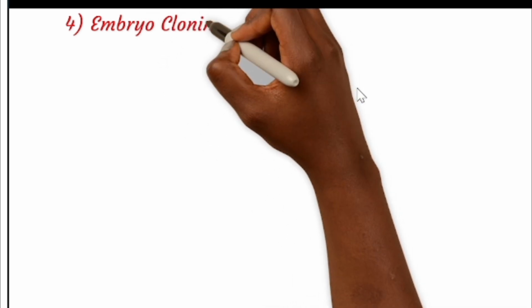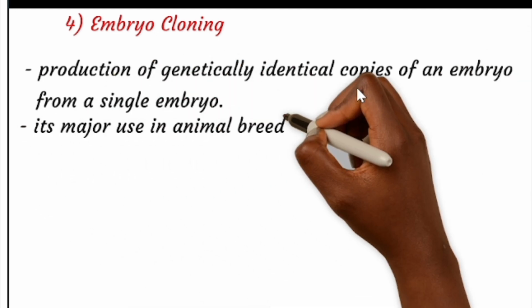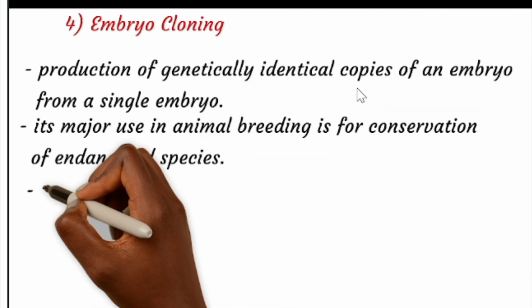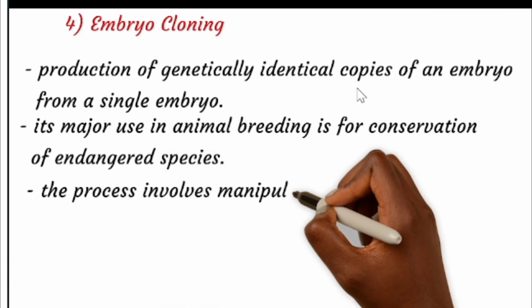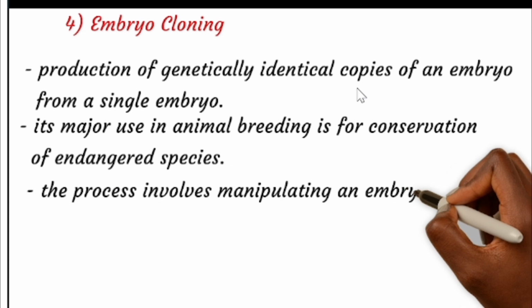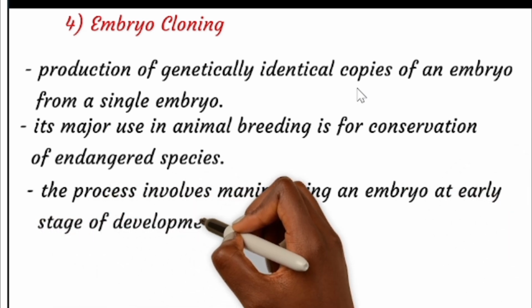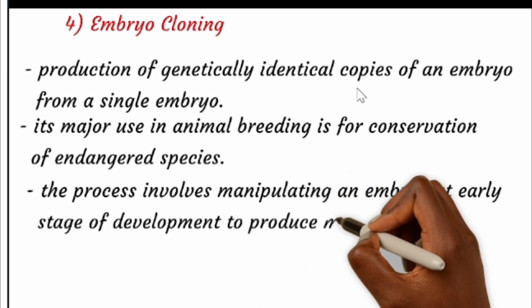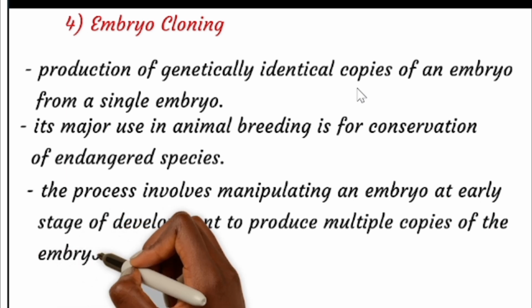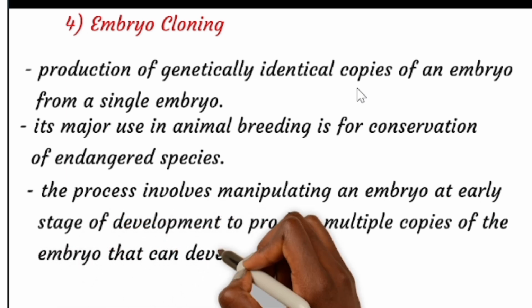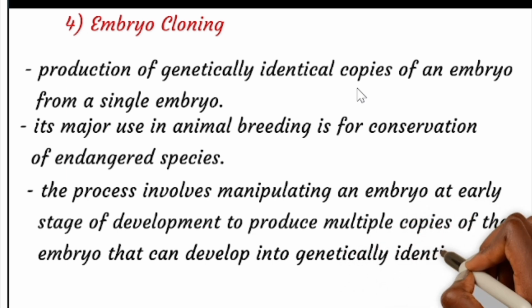The next one is embryo cloning, which involves the production of genetically identical copies of an embryo from a single embryo, and its major use in animal breeding is for conservation of endangered species. So what does the process involve? It involves the manipulation of an embryo at a very early stage of development, to produce multiple copies of the embryo that can develop into genetically identical organisms. That is what embryo cloning is all about.